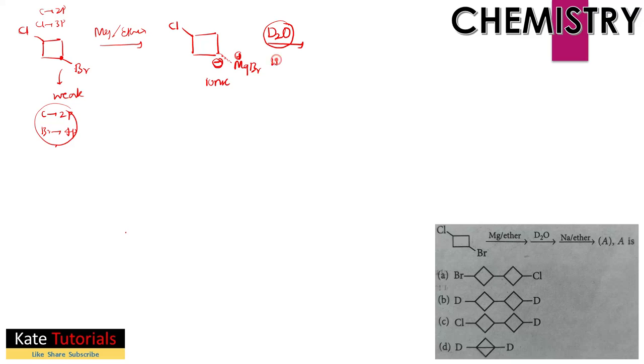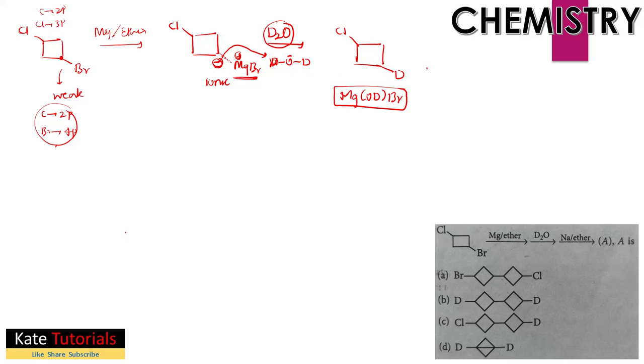So what happens here? D2O, can I write it like this, DOD, right? This carbon has a negative charge, so this negative charge takes a deuterium, and we'll get this product. Here chlorine will remain as it is, and here it gets deuterium, and MgBr plus will react with OD minus to form MgODBr, right? These reactions you have studied, it is even in the textbook. So this is the molecule we have got.